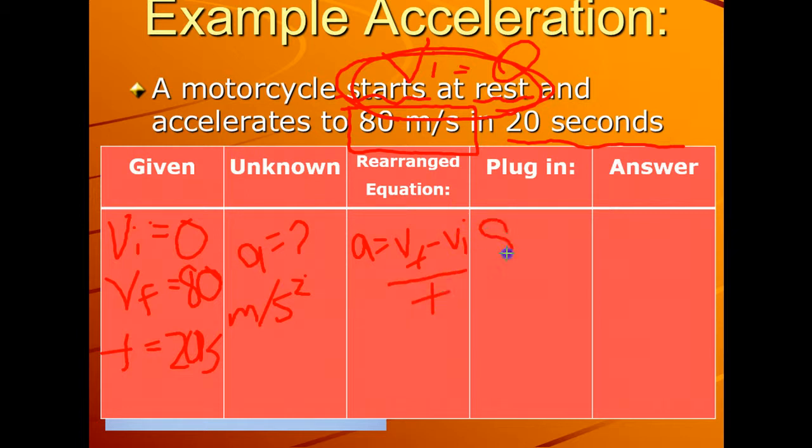So my final velocity is 80, my initial velocity is 0, and my time is 20. So 80 divided by 20 is 4, right? 4 meters per second squared. Which means, sounds very good too, every second I speed up 4 meters per second. Okay?